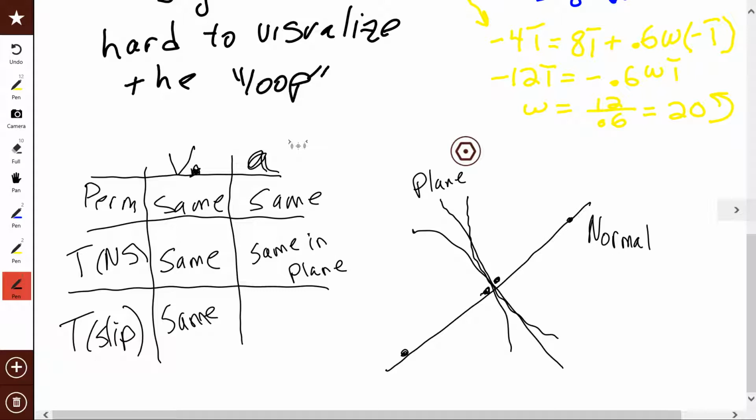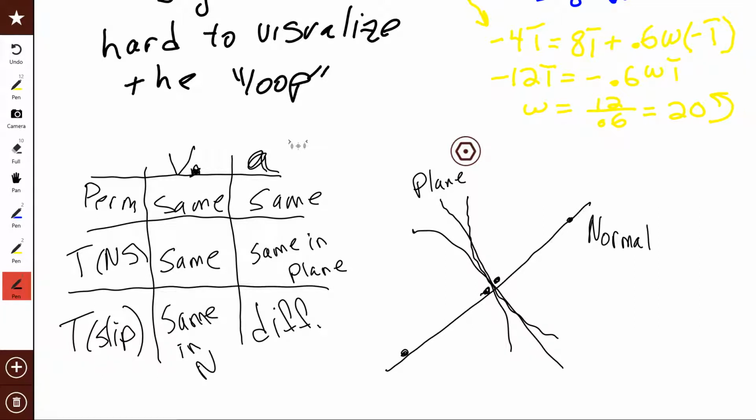Same in normal. They will be different in the plane. That's what slip means, because they're doing this. That's what slip means. Got it? So in the plane, they've got to be different or else there's no slip. Okay. What can you say about the acceleration? They're probably different in all directions.